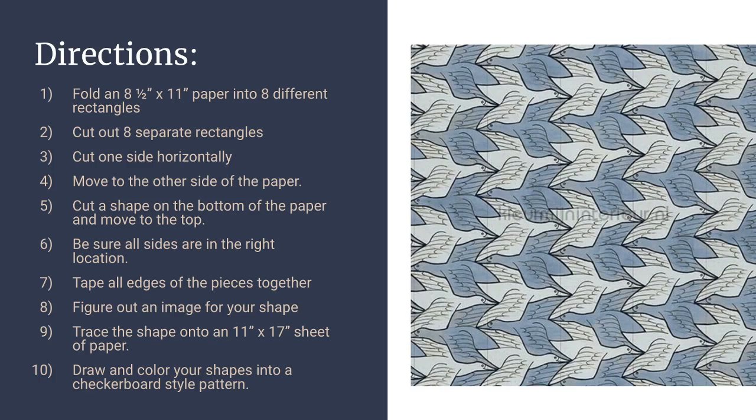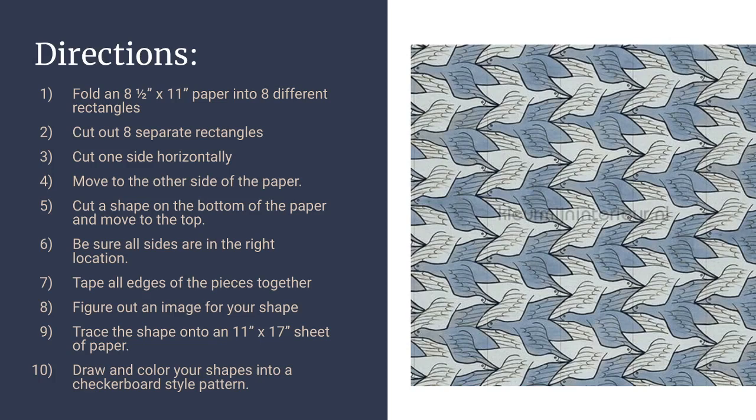Second, you want to cut out 8 separate rectangles from those 8 divisions, and then you want to cut one side on the horizontal orientation of it. You'll cut the right side from edge to edge into an interesting shape, and then you'll move that cutout to the other side of the paper horizontally, and you'll tape the edge of that paper together with the original piece. Okay, 5, you want to cut a shape on the bottom of the paper and move that directly to the top, and be sure all sides are in the right location, and then tape that top side.